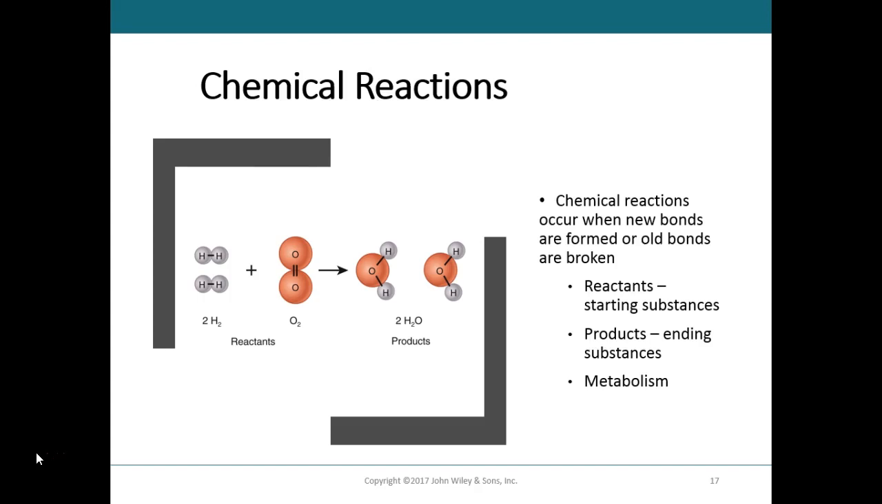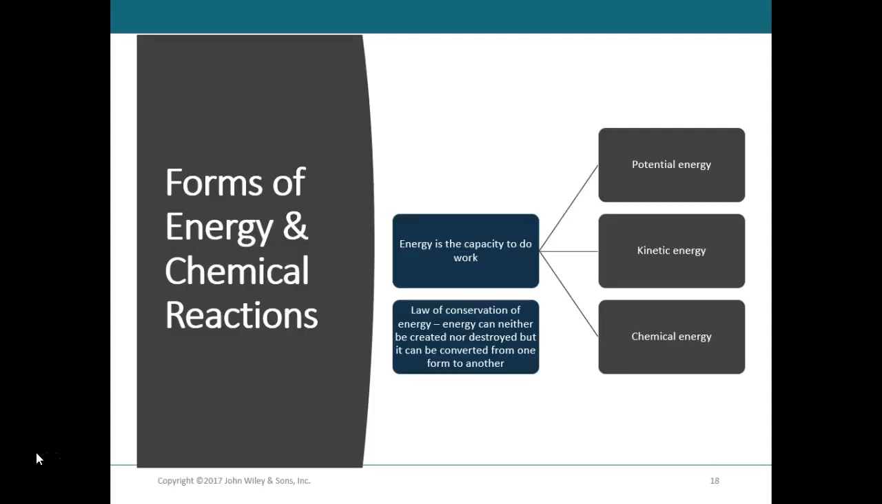Through thousands and thousands of different chemical reactions, we build body structures and body chemicals that are going to be used to carry out functions. The term metabolism refers to all the chemical reactions occurring in the human body. Each chemical reaction involves energy changes. Energy is the capacity to do work.